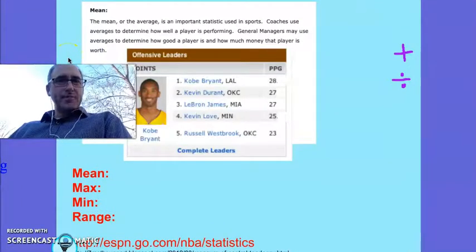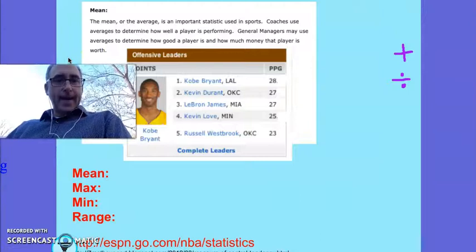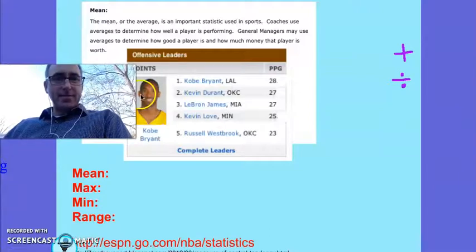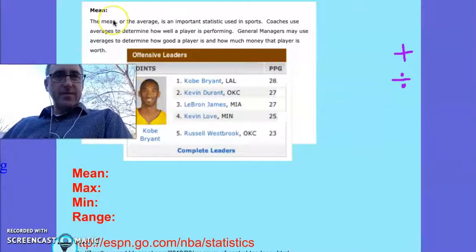Hello class, we're going to briefly review mean, median, and mode, max, min, and range today. And I'm going to talk briefly about some real-life examples before we get into the math for each type of problem. First is mean. Remember, mean or average is important, especially in sports.